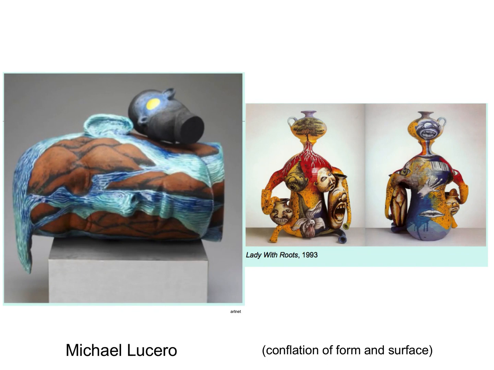And you can have conflation of form and surface, where the form becomes the surface and the surface becomes the form, and where the relationship between the two and which is which becomes confusing, in the work of Michael Lucero.